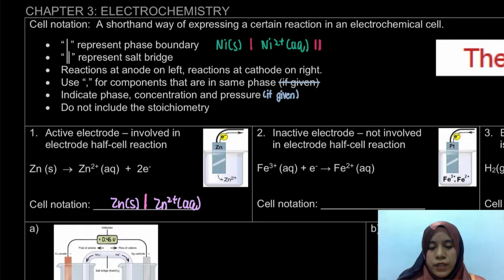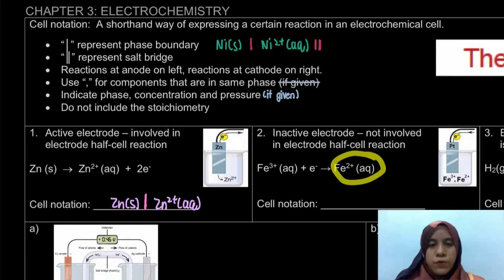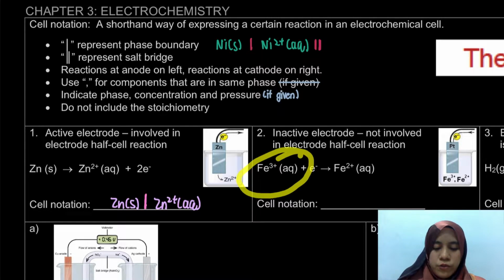Number 2 is inactive electrode, where the electrode is not involved in the half cell reaction. In this case, we have our platinum solid. Platinum is an example of inert electrode, which is not involved in the reaction. When we look at the equation itself, we have iron 3 plus aqueous and iron 2 plus aqueous. The platinum is not involved. We don't have any platinum on the product or on the reactant side itself, so it means that it is not involved. So how do we write it down? First, I'm going to write down the iron 3 plus.